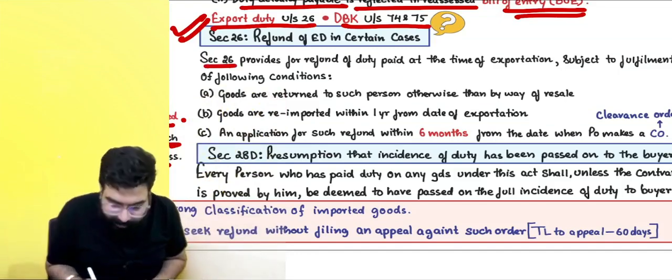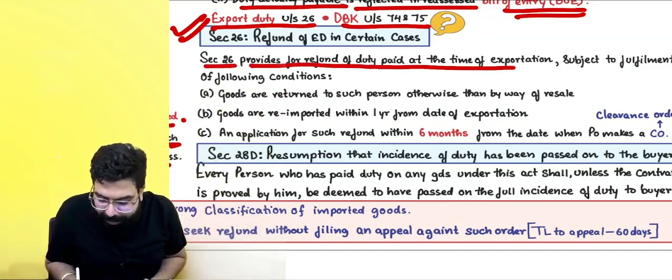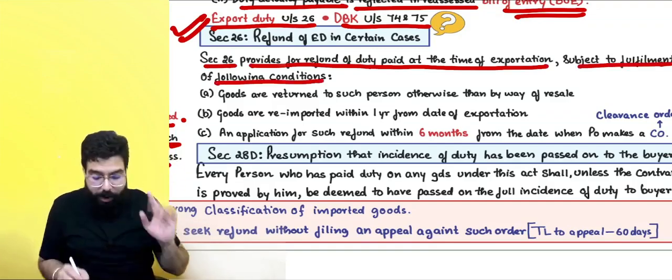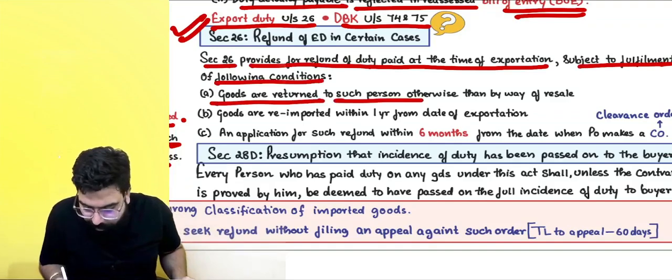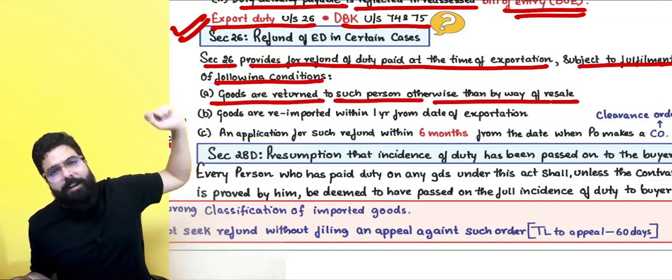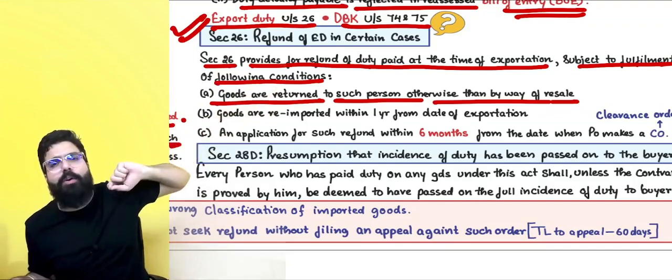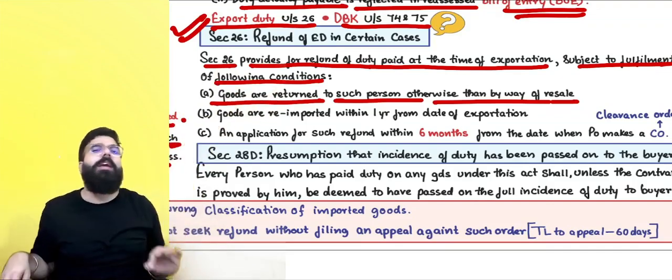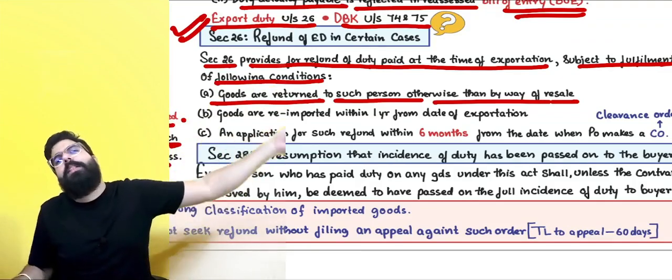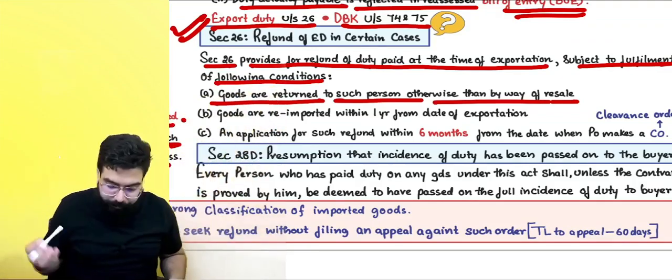Section number 26 provides for refund of duty paid at the time of exportation, subject to fulfillment of the following conditions. Number 1, sir, goods are returned to the exporter, otherwise than by way of resale. I sold the goods to Mr. Peter in the US. He returned the goods to me. In that scenario, there is no resale. Whatever export duty I had paid will be returned.